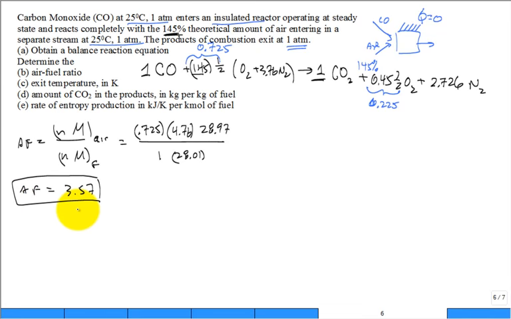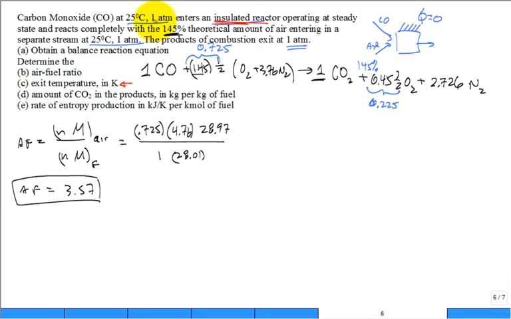How about the exit temperature in Kelvin? What's the strategy for finding the exit temperature in Kelvin? First law. Is the reactor insulated? What is the rate of heat transfer out of the reactor? Nothing. So what could they have asked you to calculate? The adiabatic flame temperature for this condition with excess air, with that fuel. That's what you're calculating. All right?